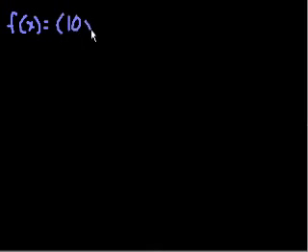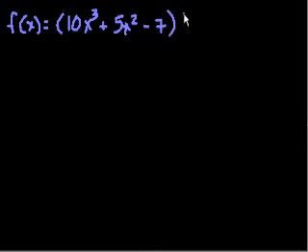Okay, so let me think of a good problem. Actually, let me do another one like this, and then I'll introduce ones that maybe use the product rule and the chain rule. So let's say that f of x is equal to 10x to the 3rd plus 5x squared, that's an x, minus 7 times 20x to the 8th minus 7.